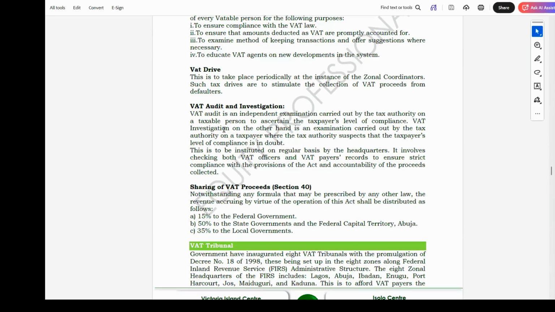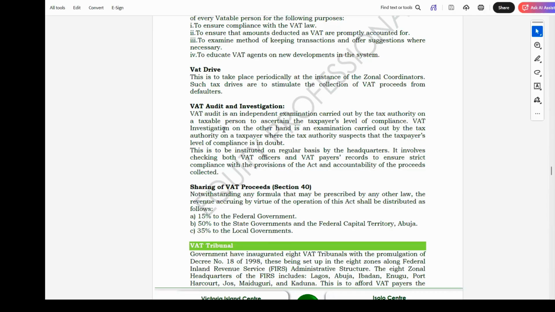The audit is an independent examination that is usually carried out at regular intervals. So audit is to check your record, to know whether what you deduct is what you are remitting. So that is what they do. They usually do it under the VAT audit. So VAT audit is usually done to check your record on a periodical basis.